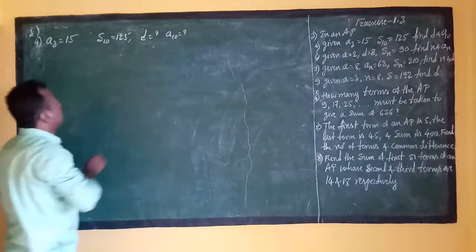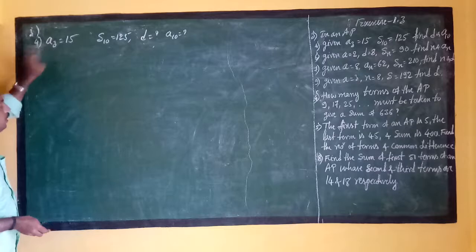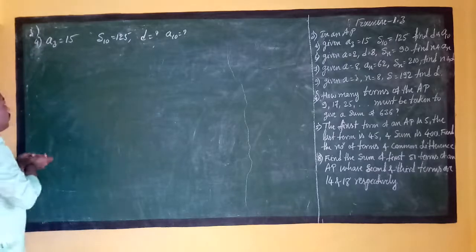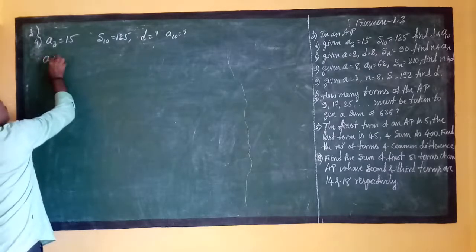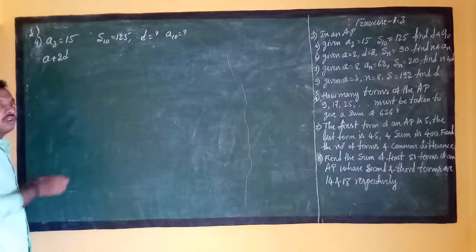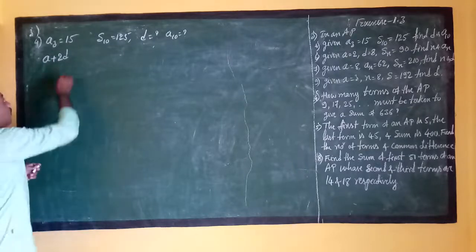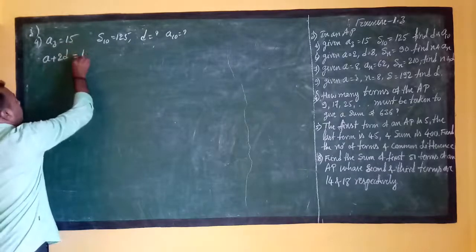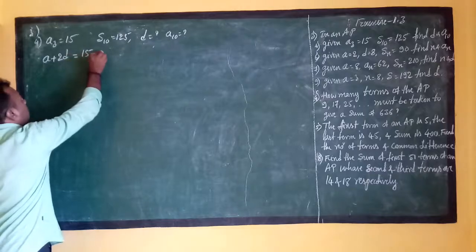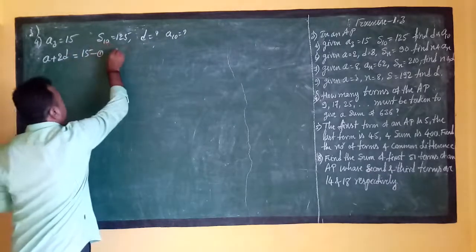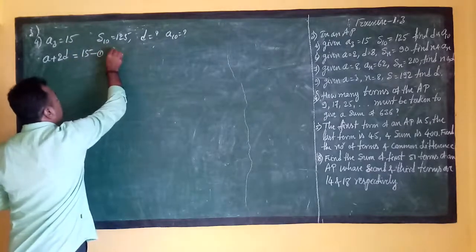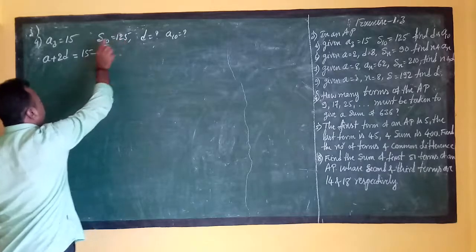So what is given first? A3. A3 can be written as, do you know that? Yes, a plus 2d, the general form of an AP. It is equal to 15. Equation number 1. And then S10 can be written as, see here, S10 is equal to 125.